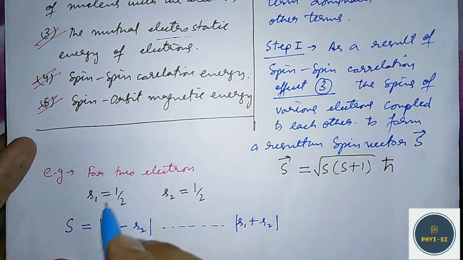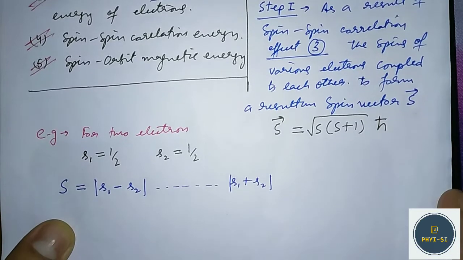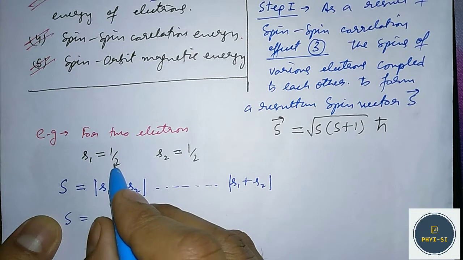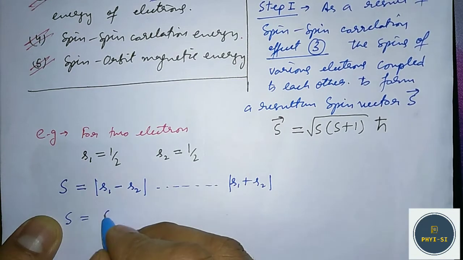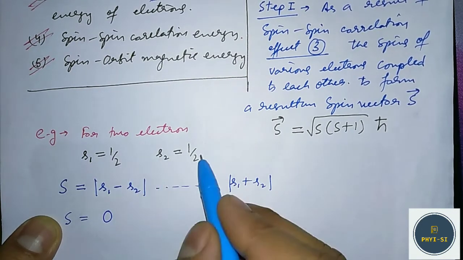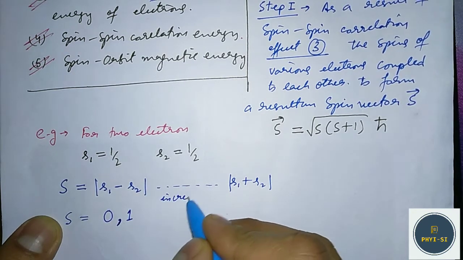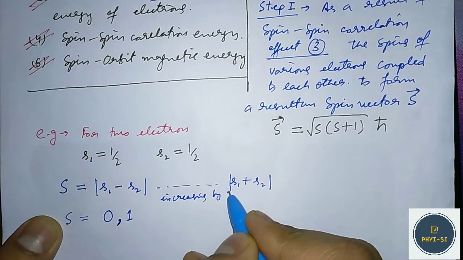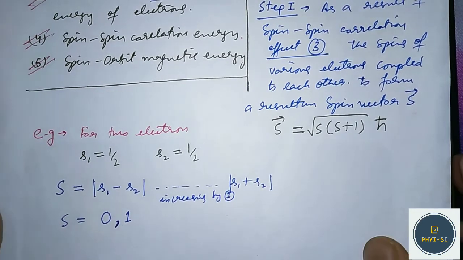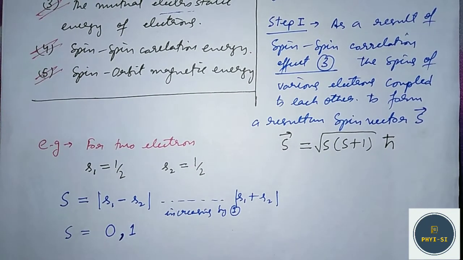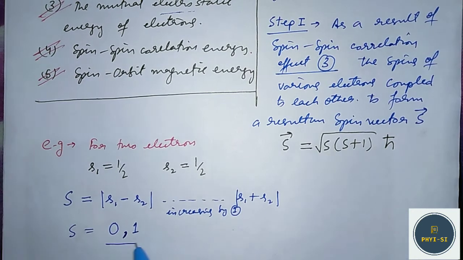So from this we have the values from 1/2 minus 1/2, that is 0, to 1/2 plus 1/2, increasing by 1. This is how the spins of the various electrons couple with each other. So we have two values of s.